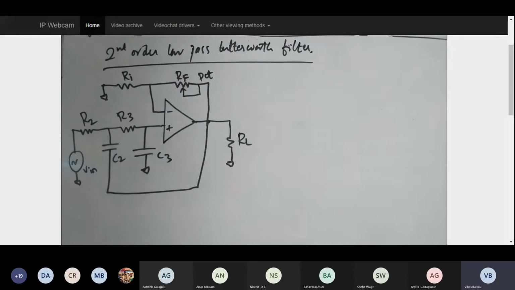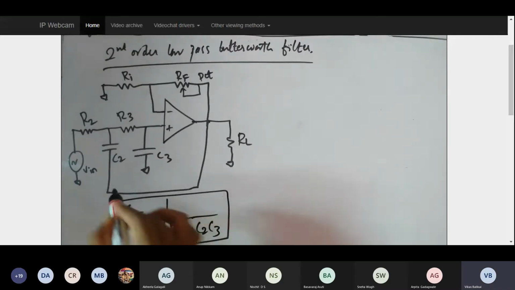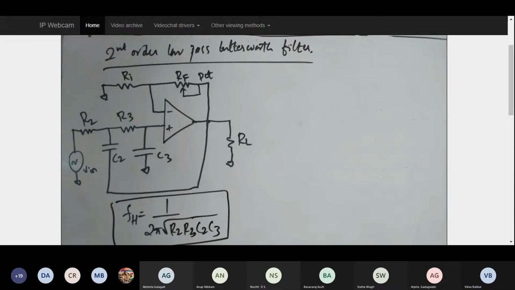And before that, let me give the final equation. FH is now given by, rather than 1 by 2 pi root of R and C, which was for your first order low pass filter, here since there are 2 R and 2 C, I'm going to mention R2, R3, C2, C3. You can remember it very easily. So this will be my cutoff frequency for my second order low pass Butterworth filter. Fine. Now coming to the derivation part.